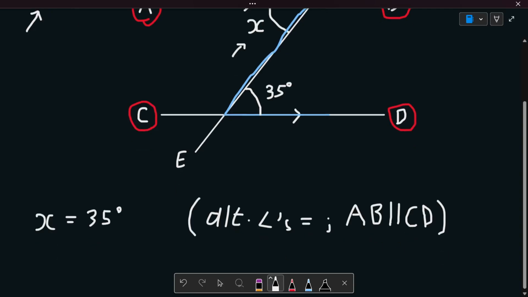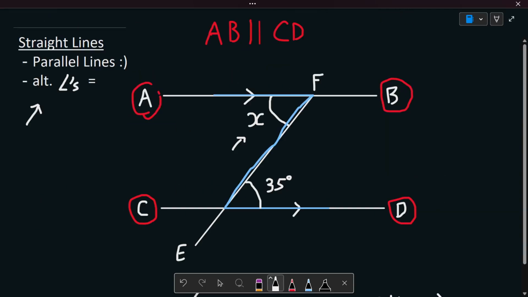There's not much to really deal with, but don't worry, this is just the basics, and once we get into example questions we're going to go through it together using all of these reasons. And let's go to the next reason, which is the second out of the three reasons for parallel lines.